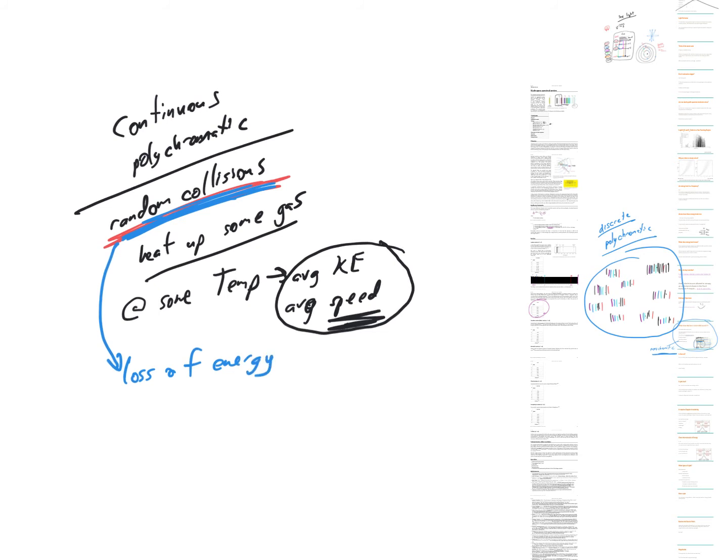Remember that about collisions. Momentum's conserved for all collisions. Energy is not. Energy is only conserved if the collision is elastic.